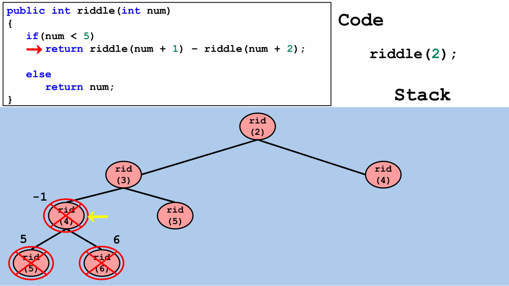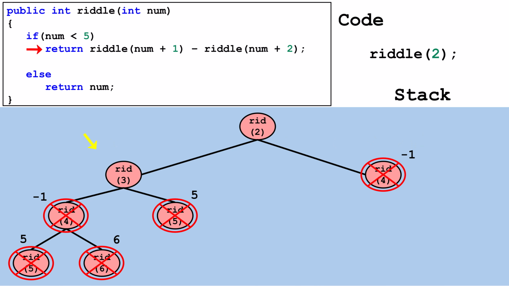Let's look to see if we can fill anything else out without tracing it. We already know riddle 5 returns 5, so we can just plug that in here. We also know that riddle 4 returns -1, so we can plug that in here.